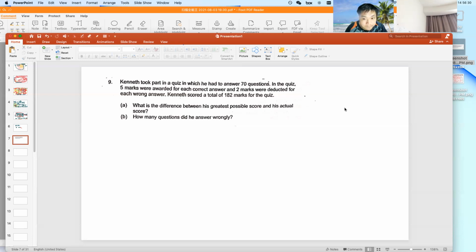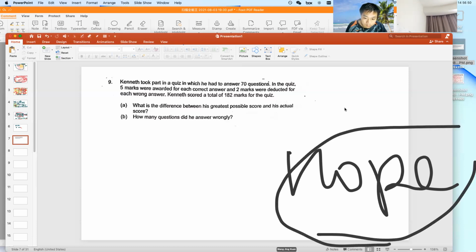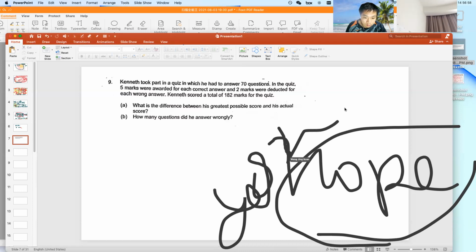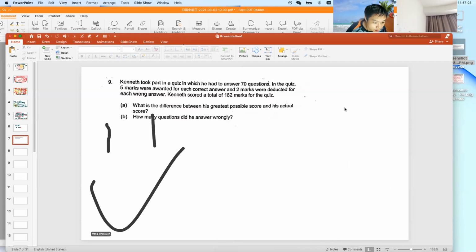So have you found the answer? Not yet. So you want to go through the question together, or you want to attempt it first? Not means what? You want to attempt or don't want to attempt? Okay. How come your handwriting is getting worse? So let's create the table first. Let me create the table first.